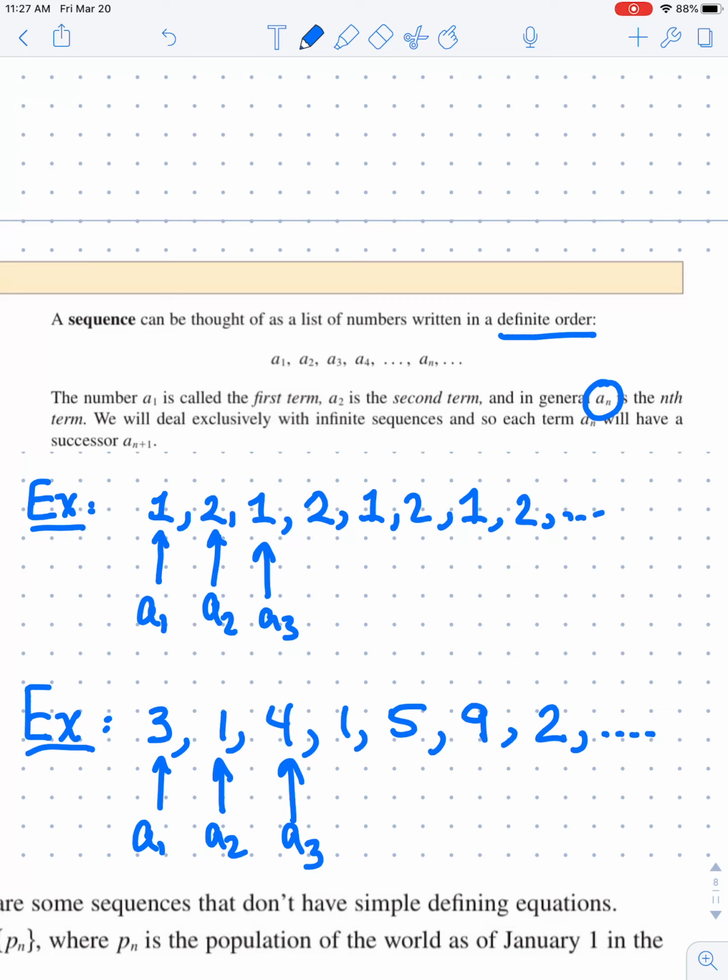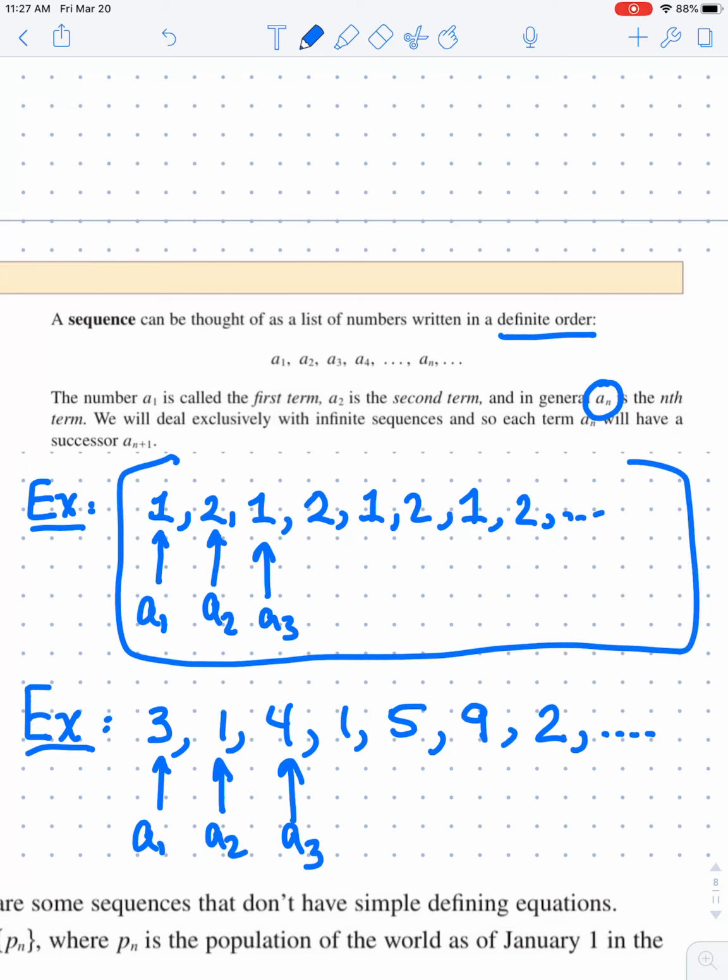And I want to point something out at this point. With the first sequence, if I asked you what the millionth term of this sequence was, I think you'd be able to do that. Because you'd notice it's either going to be 1 or 2, and every even-numbered term is going to be 2, and every odd-numbered term is going to be 1. So you would probably be able to say that A sub a million is going to be equal to 2 in this case.